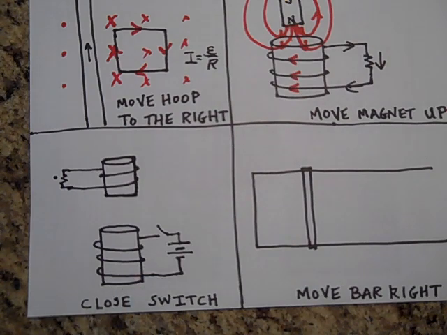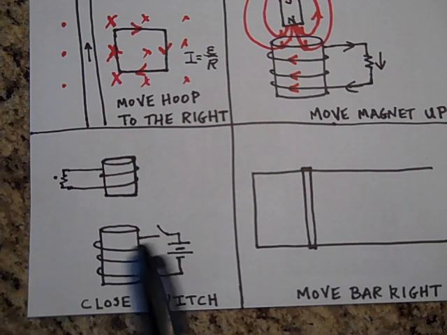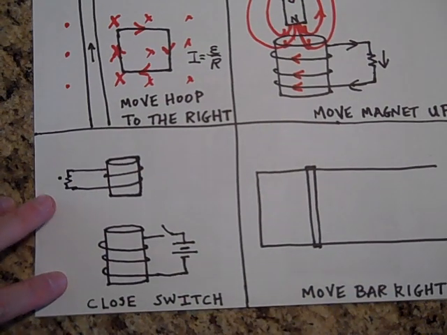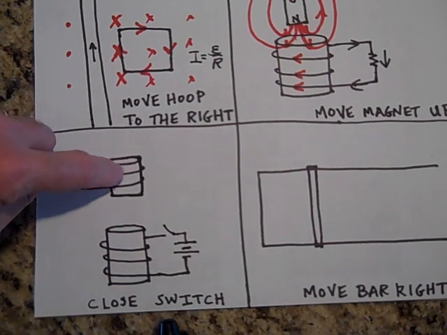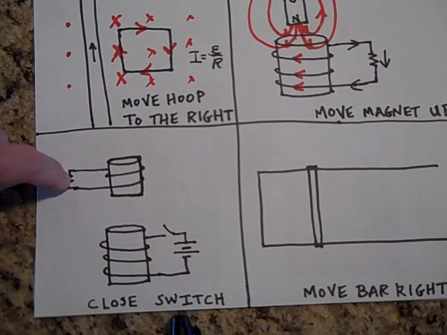Okay, so we have a battery, a switch that's open, and here's a solenoid. You know that when I close the switch, there's going to be a magnetic field inside that solenoid. And that field will interact with the second solenoid, and so that's going to induce a current in here.